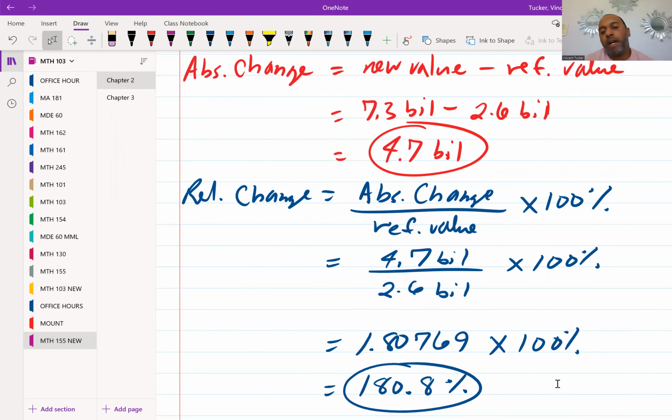So 4.6 divided by 2.6 will leave you 1.80769. MyMathLab, of course, will let you know how many decimal places to round to. And so once you multiply it times 100, that'll put you at 180.8 if they tell you to go to the tenth place of your percentage.